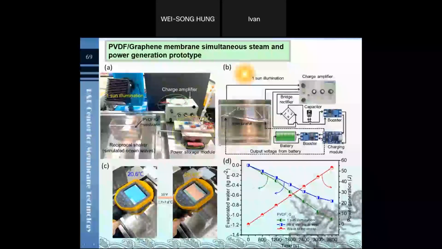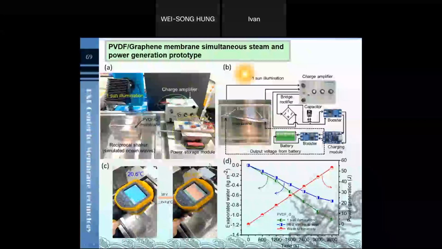Then finally, we also set up a power storage module to show the graphene membrane can produce water and power generation at the same time. So you can see that as time increases, the wave electric power generation increases, and we can also create water from this module.